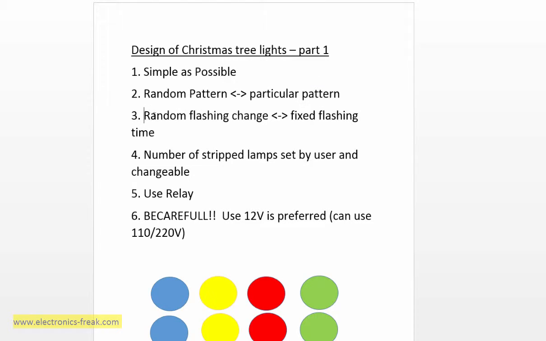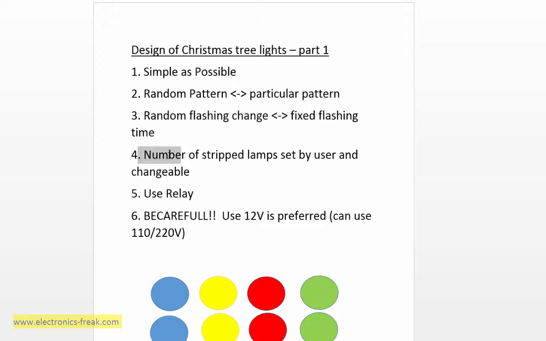Number 3, I want the flashing to change in a random way. By flashing I mean flashing time. Because I'm lighting a light, I can make the light change fast, or change slowly, or at a fixed time.